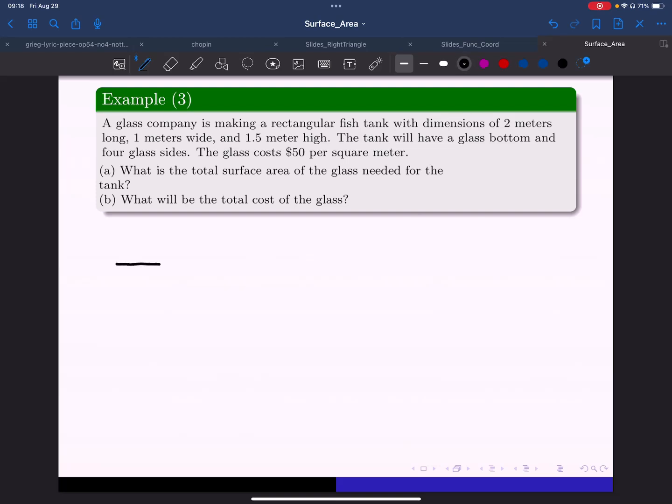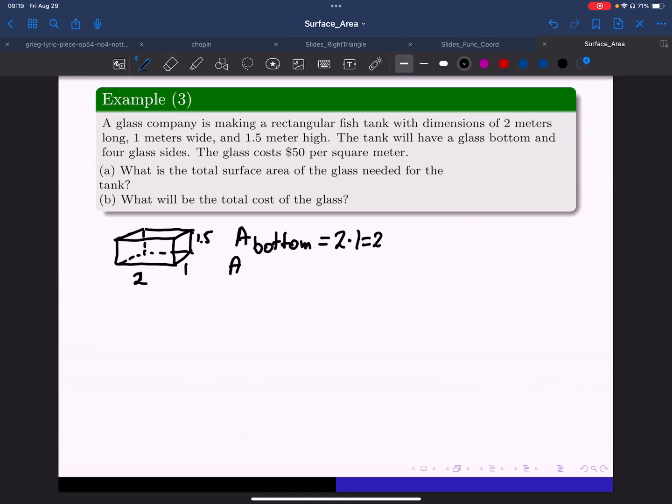So we have a rectangular fish tank. It's 2 meters long, 1 meter wide, and 1.5 meter high. So this is my fish tank. So as before, area of the bottom would be length times width, which is length 2, width 1. So we have 2 times 1, which is 2.